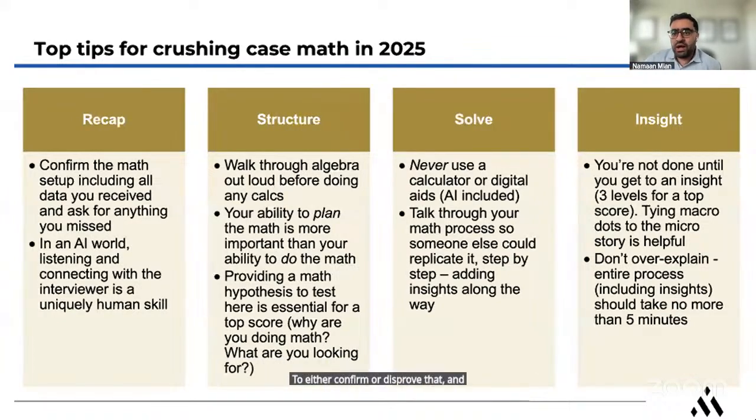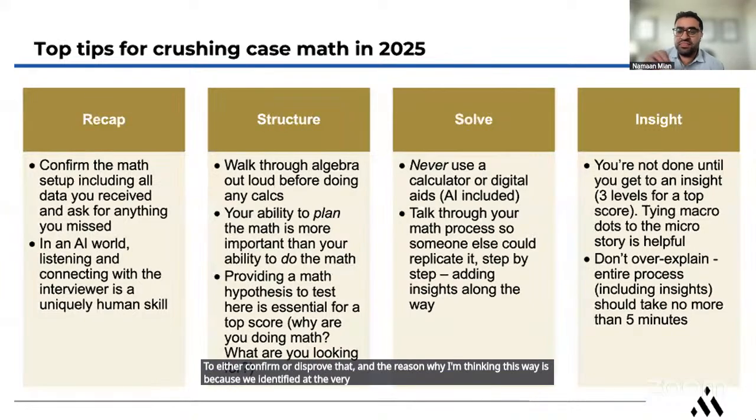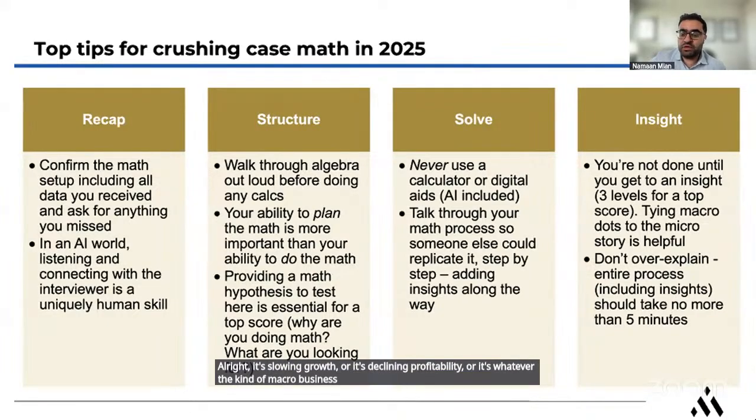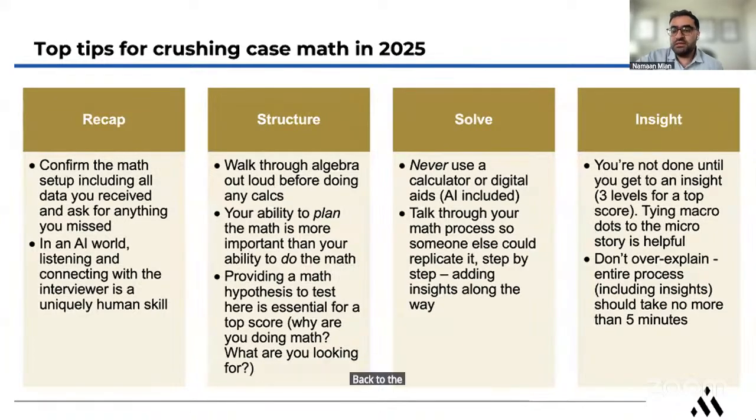And the reason why I'm thinking this way is because we identified at the very beginning of the case that this is the biggest problem that our client is facing. It's slowing growth, or it's declining profitability, or it's whatever the macro business problem was. If you can connect the analysis you're doing here back to the overall prompt, kudos to you, bonus points for you.